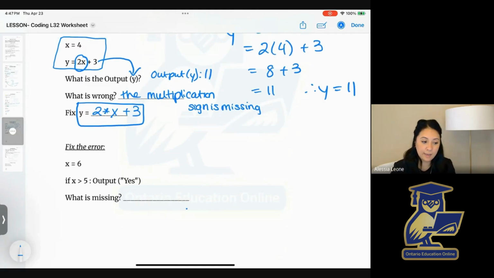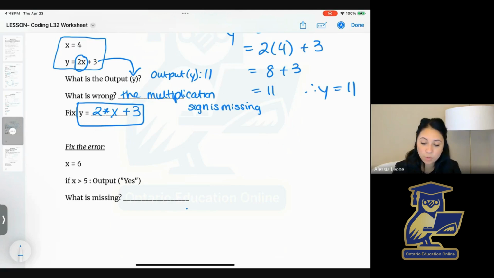The next example, x is 6. If x is greater than 5, output yes. So what is missing? So this is true. 6 is bigger than 5. So output would be yes.